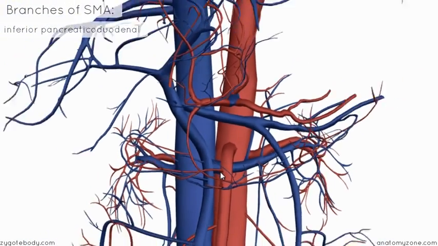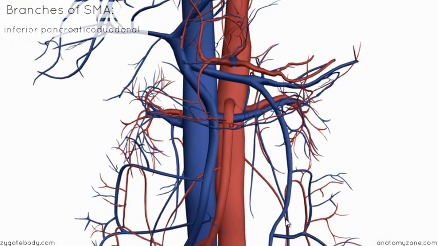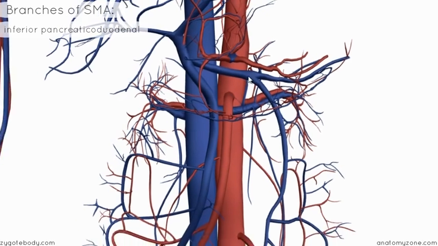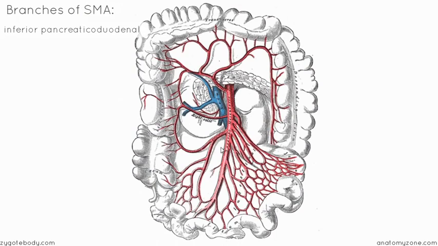What I'm going to do now is switch over to a diagram and show you the rest of the branches of the superior mesenteric artery. We're looking here at a view of the superior mesenteric artery. You've got the superior mesenteric vein running alongside it to the right, and you've got the pancreas sitting on top of it.